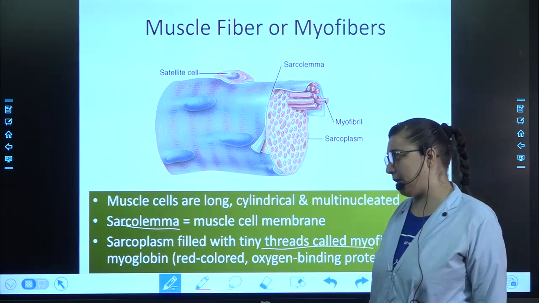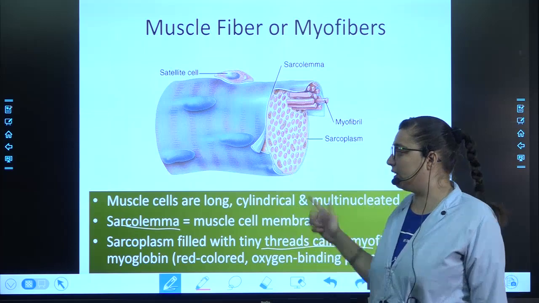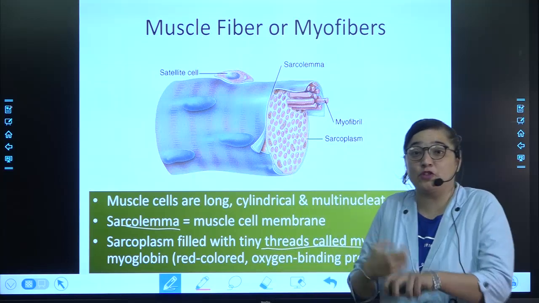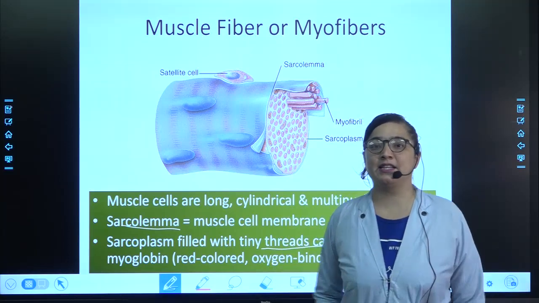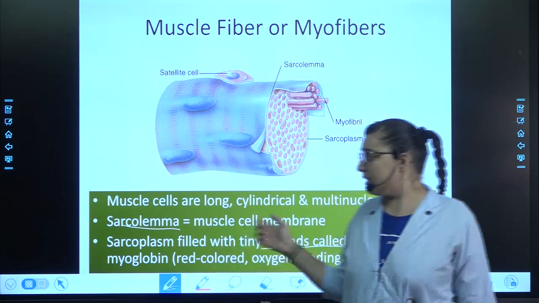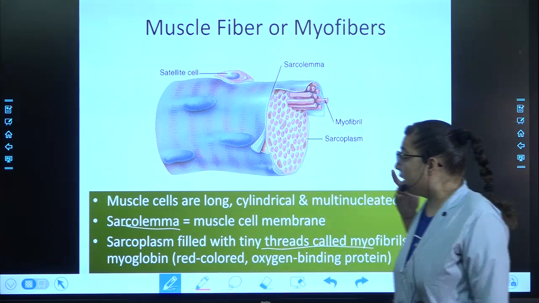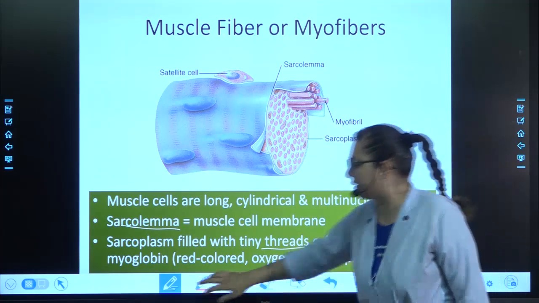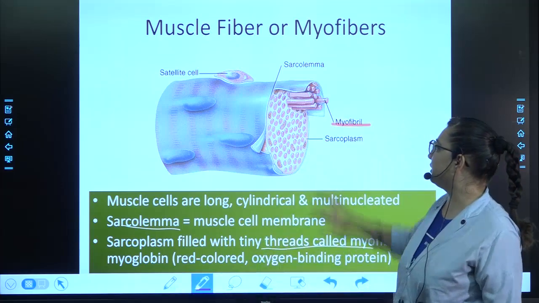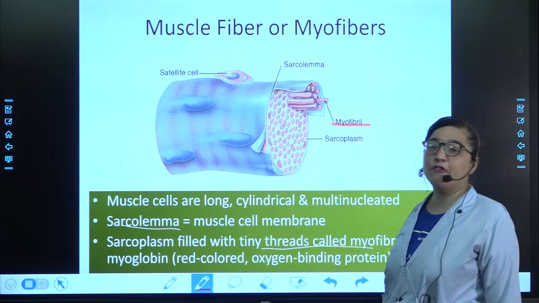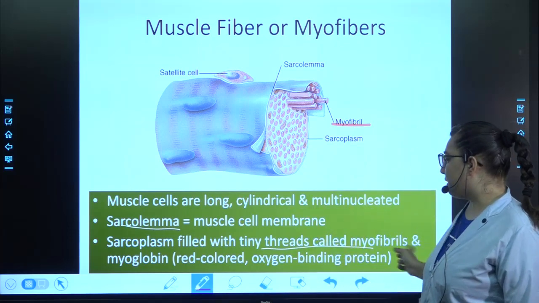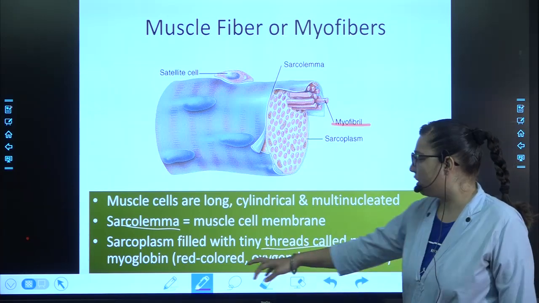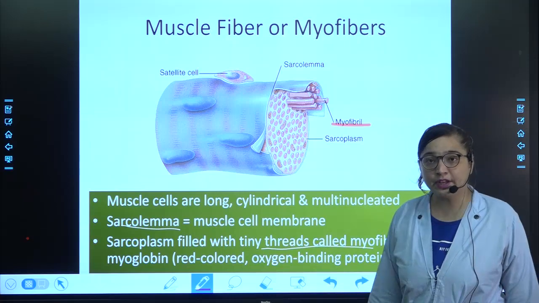Then you have sarcolemma, the cell membrane of the muscle. Sarcoplasm is the thick fluid inside it, just as we know cytoplasm and nucleoplasm. In the same way you have sarcoplasm. What does it have? Very small threads called myofibrils, which are constantly moving. Here you can see these myofibrils. And it also contains myoglobin. What is it? A protein rich, red colored oxygen binding protein.